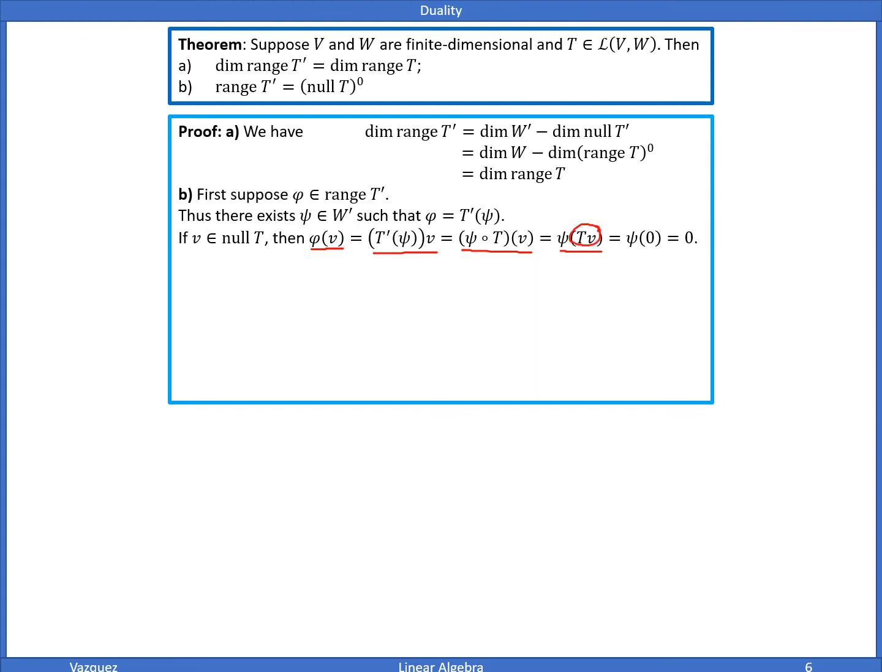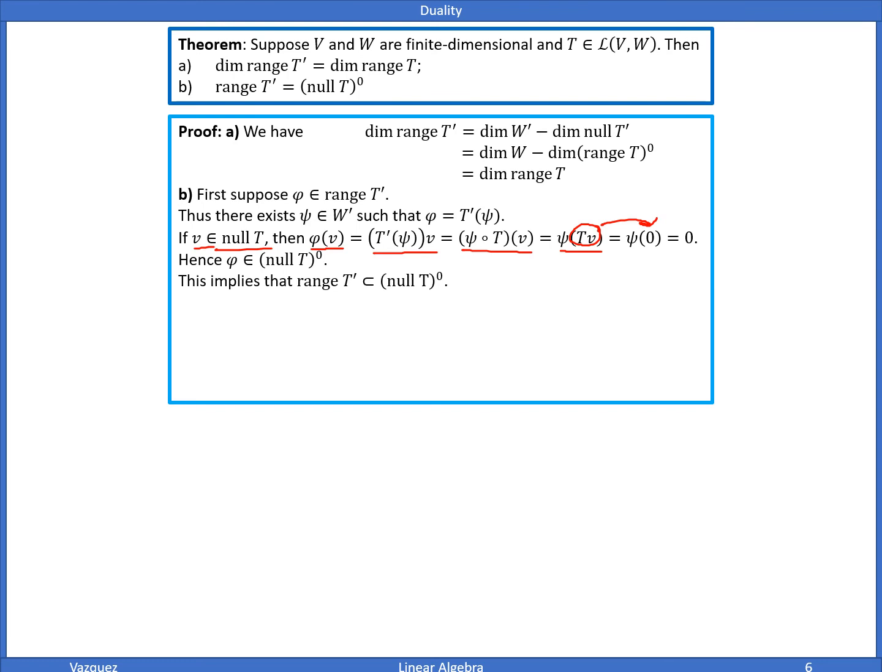Here, V is in the null space of T, right? Meaning that TV is equal to what? To 0. So psi of 0 gives us 0. Therefore, phi is in the annihilator of the null space of T. This implies that the range of T prime is a subset of the annihilator of null T.